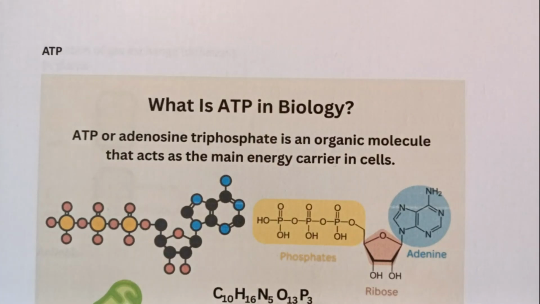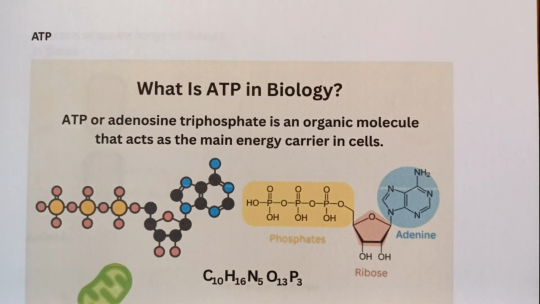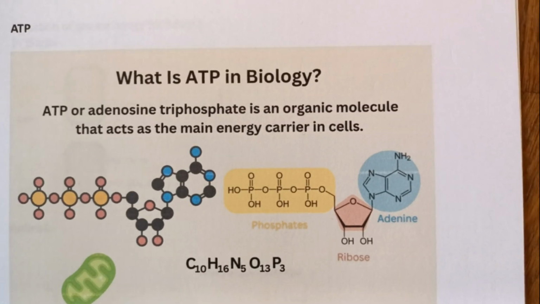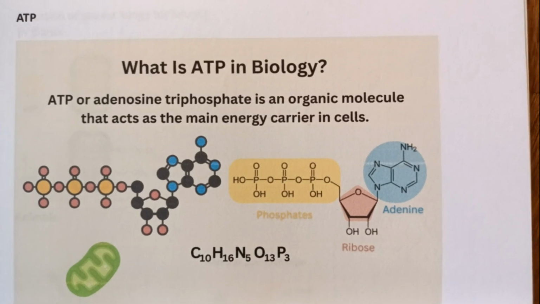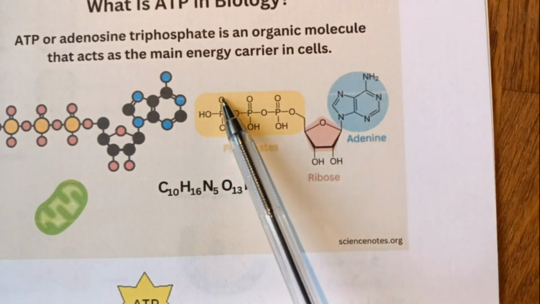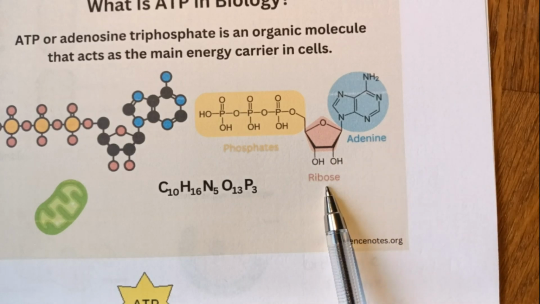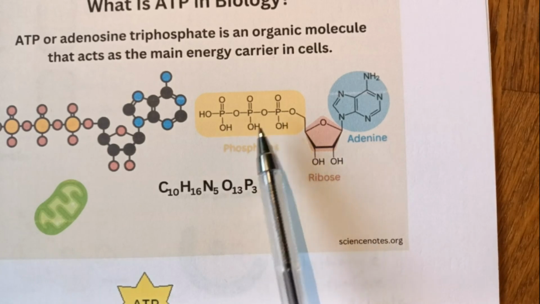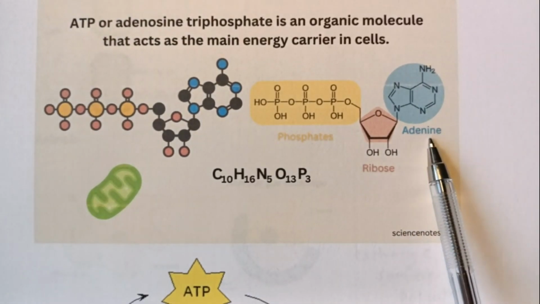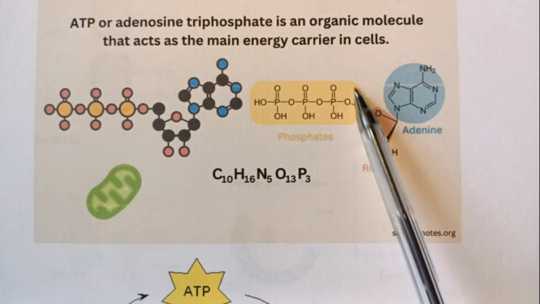So ATP is adenosine triphosphate. Remember this. It is an organic molecule that is generated inside the living being. It acts as the main energy carrier inside the cell. So this gives the chemical structure of the ATP. So it is adenine, ribose, and phosphates. You don't need to remember this chemical formula, but remember there is adenosine, that is adenine, and then ribose, and there is a phosphate element.